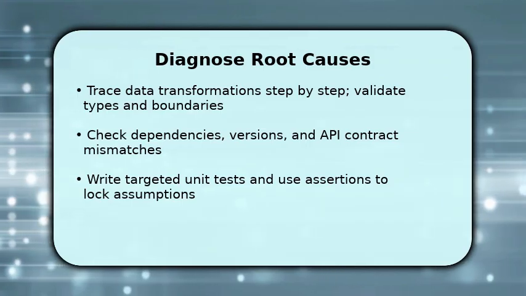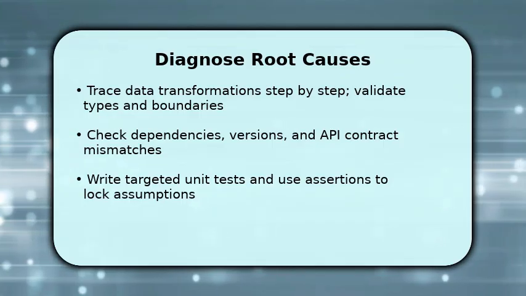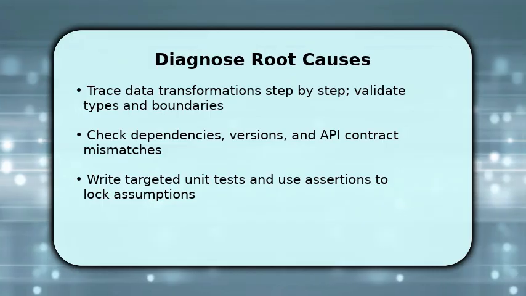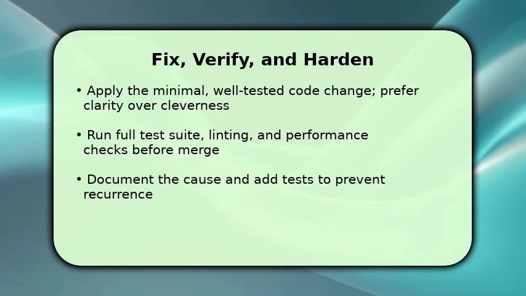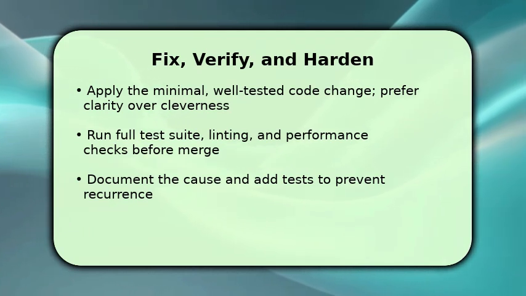While you probe, add focused unit tests and inline assertions to codify expectations. These tests both expose hidden assumptions and prevent regressions as you change code. You now implement the smallest clear change that addresses the root cause and document why the change is correct.